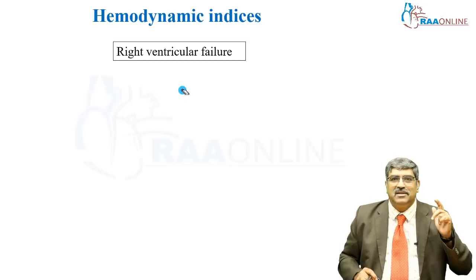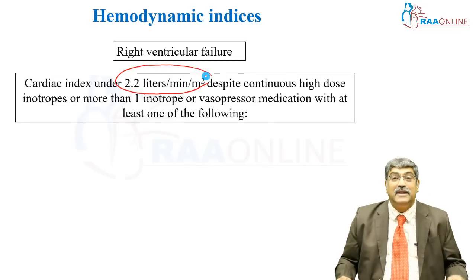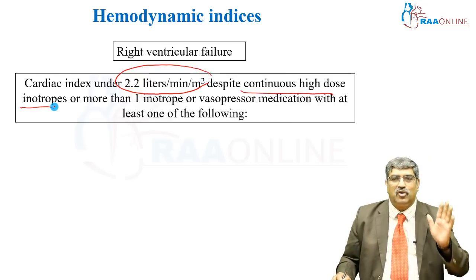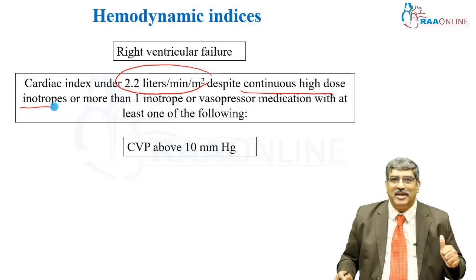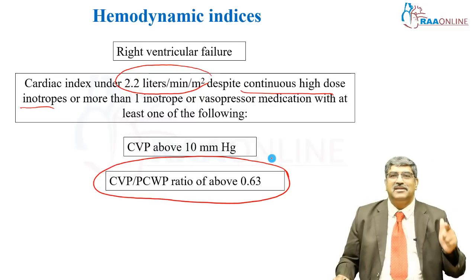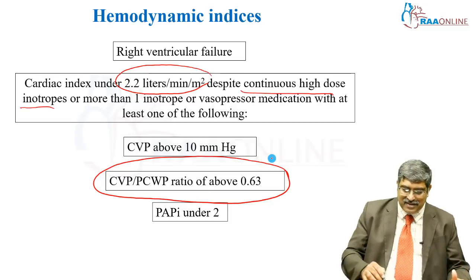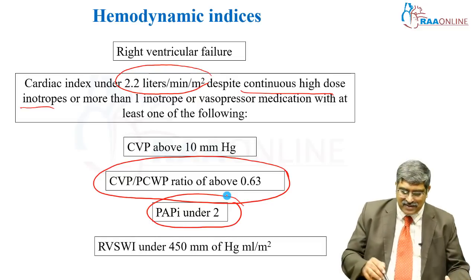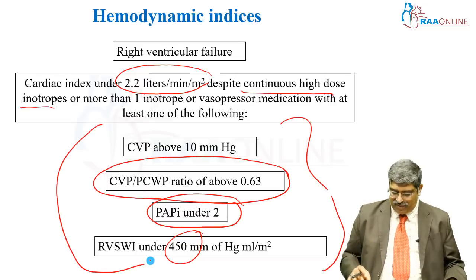When you say the patient is in right ventricular failure, your cardiac index is less than 2.2 liter despite continuous high dose inotrope or more than one inotrope or vasopressor, with the following hemodynamic variables. Your CVP is greater than 10 mm of mercury. Your CVP to pulmonary capillary wedge pressure ratio is above 0.63. Your pulmonary artery pulsatility index is less than 2 and your right ventricular stroke work index is less than 450. These are the various hemodynamic indices to say right ventricular failure.